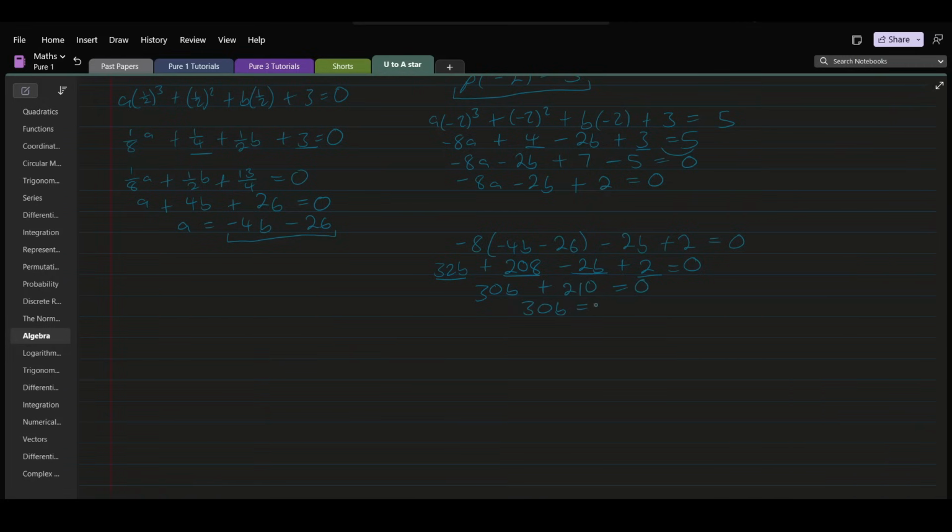So 30b is equal to negative 210. Divide both sides by 30. And you get b is equal to, let's punch this into a calculator, negative 210 divided by 30. So we end up with b is equal to negative 7. Now let's evaluate a. a is equal to negative 4b, which is negative 7, minus 26. So a is equal to, if we punch this into a calculator, negative 4 times negative 7 minus 26. We get a is equal to 2. Therefore, we can conclude that a is equal to 2 and b is equal to negative 7. And this would be our final answer.